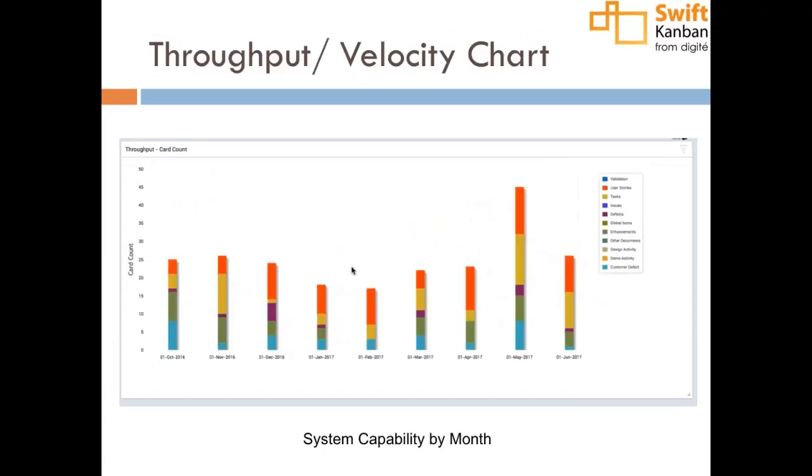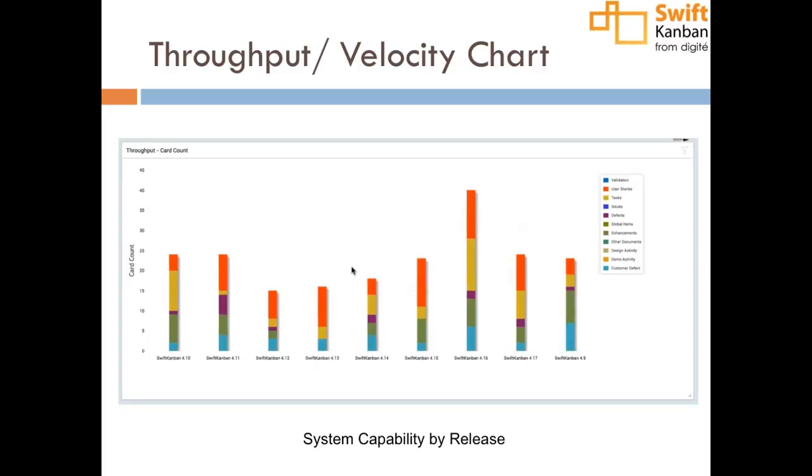Two of the most useful charts that I find are the throughput charts. One is the throughput velocity chart, which is by month, and this is something that you might be doing manually or through a tool. The other is by whatever your cadence of delivery to your customers might be. In our case, we do releases every 4 to 6 weeks, and we are able to plot the same throughput chart by release or by month.